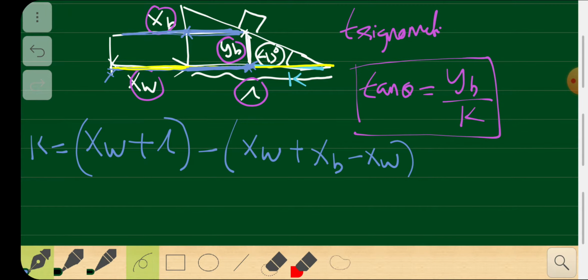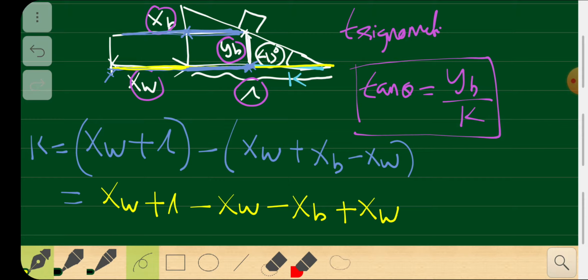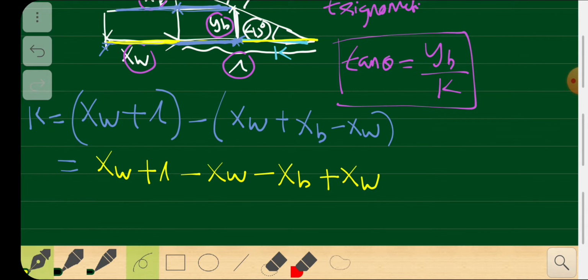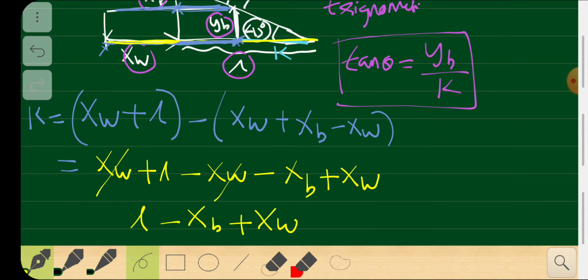Now let's simplify this. We don't want this much complicated thing. So it will be xw plus l minus xw minus xb plus xw, right? So one xw was cancelled, this xb remains, and the xw's cancel, so you get l minus xb plus xw, and that will be equal to k. So you found out k: l minus xb plus xw is k.